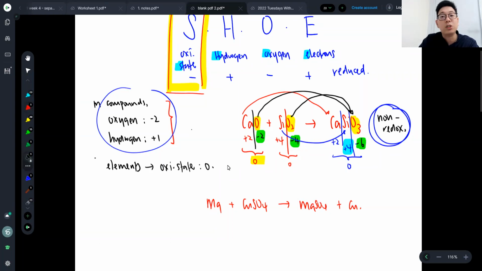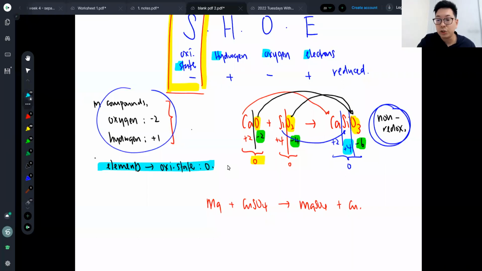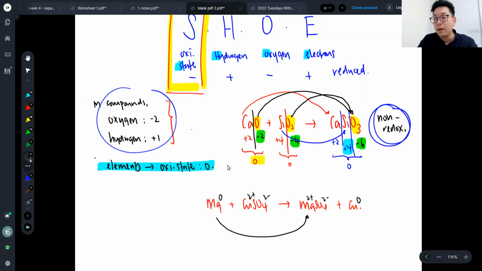Now, how do I know this is redox? I fill in oxidation states first. All elements by themselves, no charge, 0. So this is 0, 0. Basically, anything that's by itself, uncombined is always 0. And then sulfate is 2 minus, 2 minus. This is 2 plus, 2 plus. And so we know that the oxidation state goes from 0 to +2. It goes from +2 to 0.